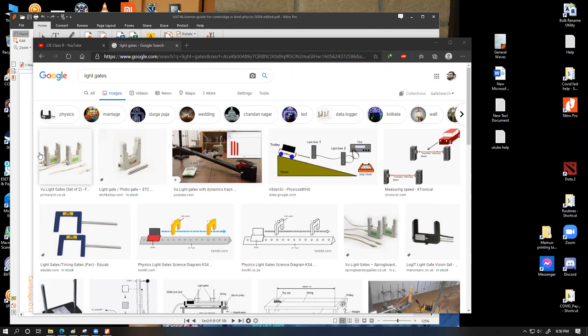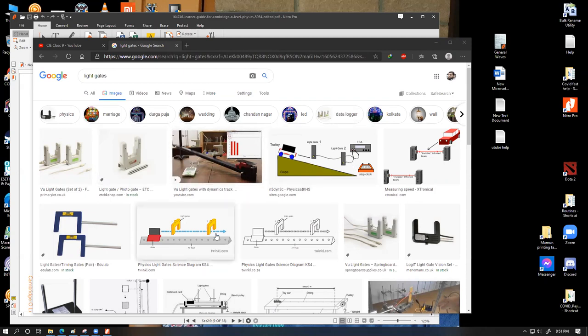This is how a basic light gate looks like. What you need to understand is that in the light gate we have a hollow space in between. This hollow space is the key. This hollow space allows an object to pass through. Now how does that help us? Let me show you.